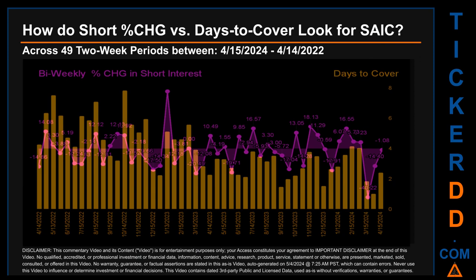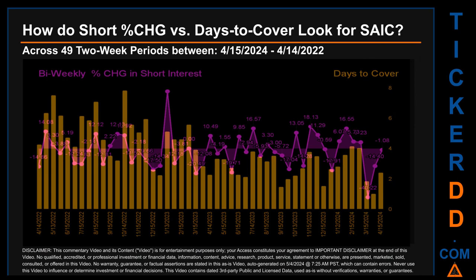Zooming out, I looked across 49 2-week snapshots, from latest found, April 15, 2024 to oldest found, April 14, 2022. In the graph, I overlaid bi-weekly percentage change in short interests against days to cover. Across these 49 2-week snapshots, the average percentage change of short interest was about minus 1.72%.